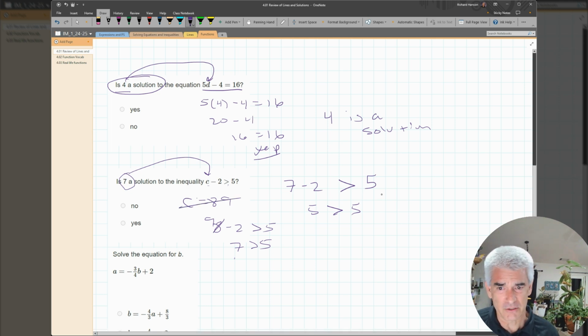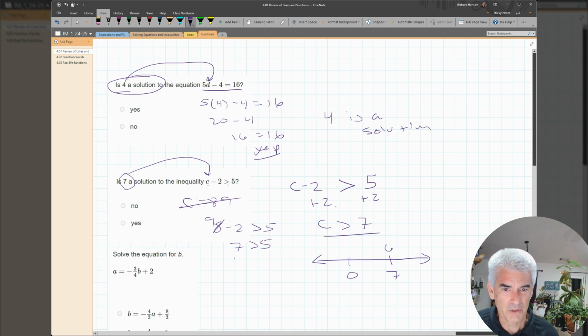And we could show that algebraically, as we looked at last chapter. So C minus 2, if I add 2 to both sides to keep things balanced, I get C is greater than 7. So any number greater than 7 is a solution. Graphically, that looks like this. On the number line, here's 7, and here's 0 just for reference. Can I include 7? No, but everything greater than 7, so 7.01, 7.1, those things.